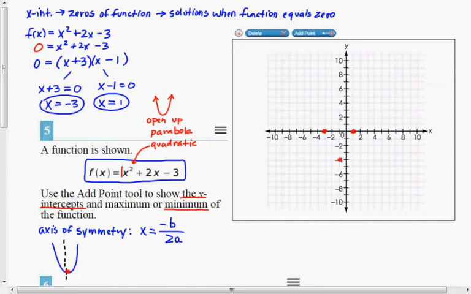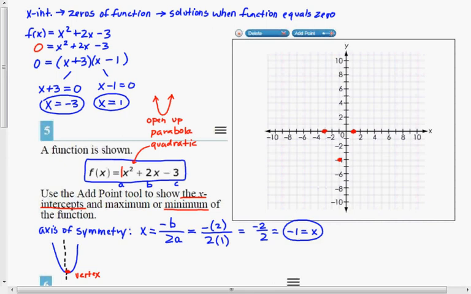So if we want to find that vertex, we can find the x-coordinate using x equals the opposite of b over 2 times a. In my equation, a is 1, b is 2, and c is negative 3. If I take the opposite of 2 over 2 times the a value, which was 1, what I get is negative 2 over positive 2, or negative 1. So the x-coordinate of the vertex is negative 1.